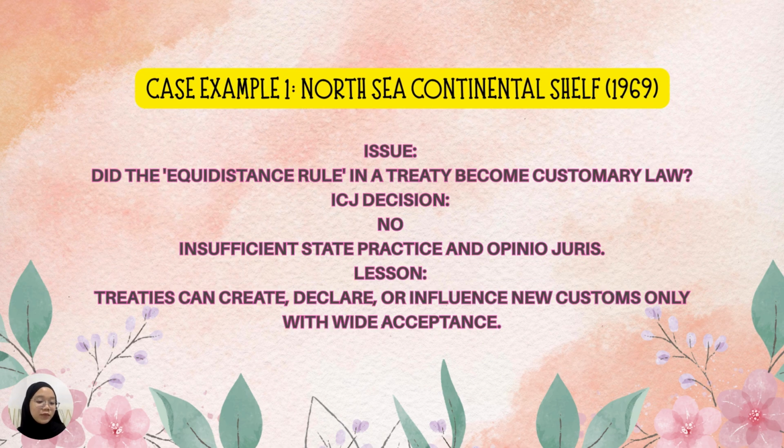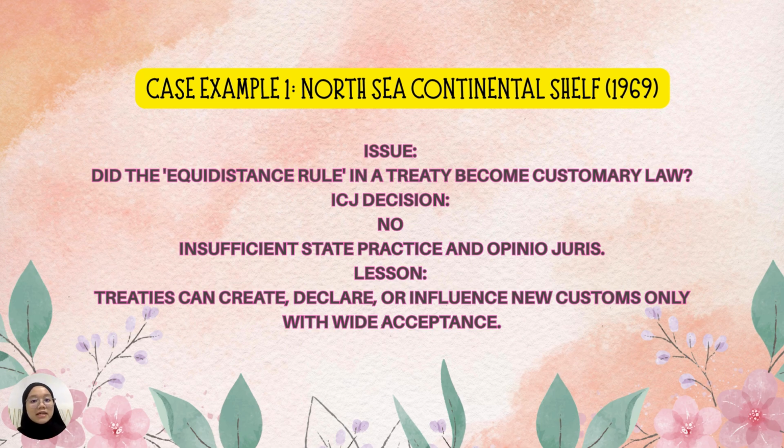An example case that we can easily relate to, to better understand the sources of international law, is the North Sea Continental Shelf case in 1969. Basically, in this case, the parties were Denmark, the Netherlands, and West Germany. The issue was whether the equidistance principle in the 1958 Geneva Convention on the Continental Shelf had become part of customary international law, even though Germany had signed the treaty.